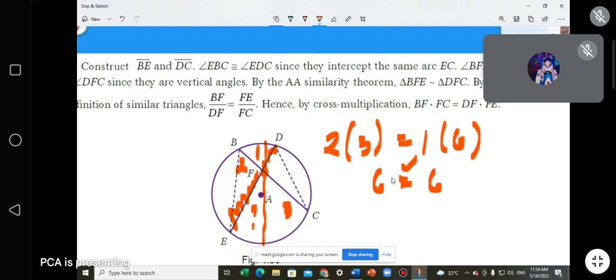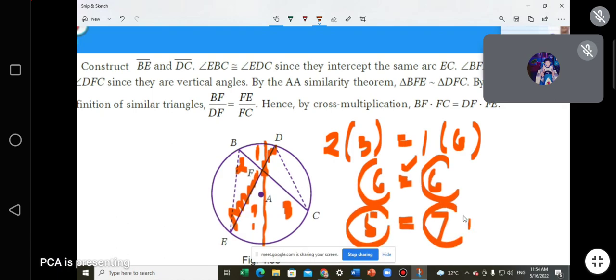But it doesn't mean to say that the 6 here and the 6 here are the measurements of the chords. What is the measurement of the chords? Respectively, this must be 2 plus 3, that is 5. And then 1 plus 6, it's 7. This is the actual measurement of the length of the chords, but not this one.